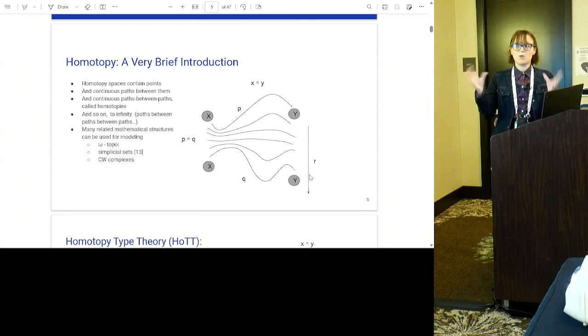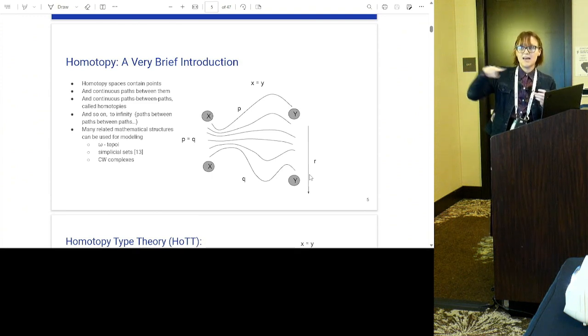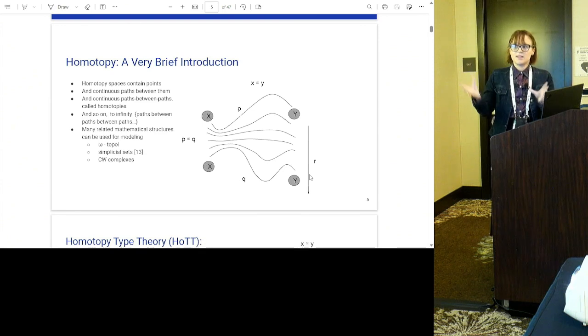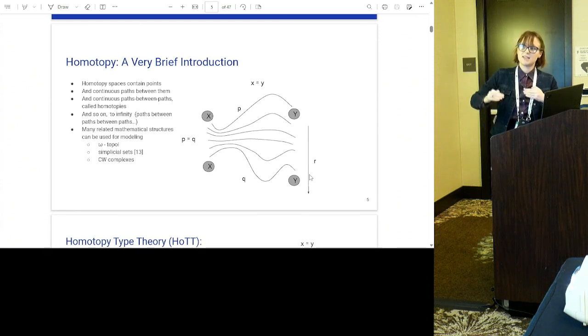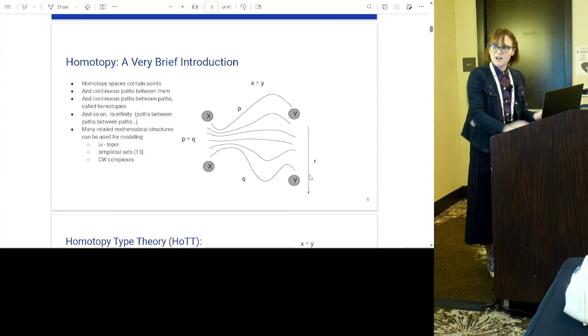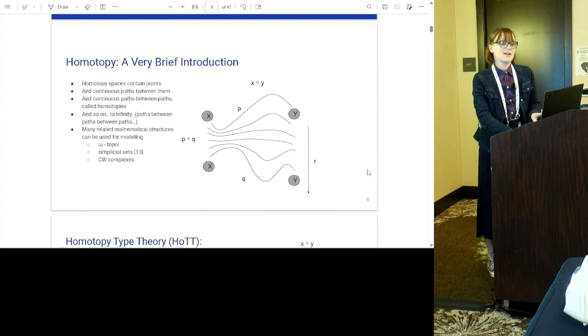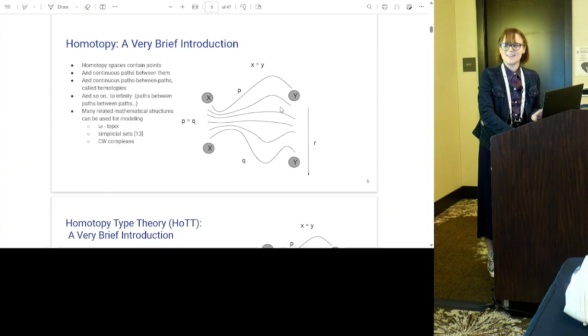2 points x and y, we have 2 different paths, p and q, between them. And we also have this continuous deformation in the space between P and Q that we're calling R here. And all of this is just a fancy way to say that X equals Y and that P equals Q.